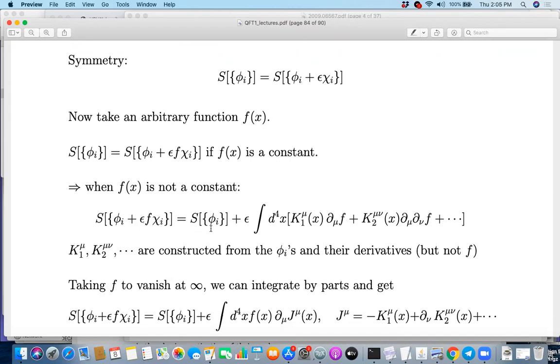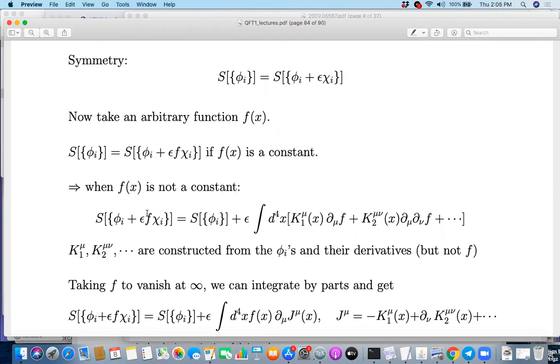Furthermore, you also know that if you are considering terms of order epsilon, then f can only appear as a single power. Why? Because epsilon and f come together on this side. If you multiply epsilon by a constant and f by an inverse constant, nothing changes. So whenever there's one power of epsilon, there had better be one power of f, or possibly its derivatives, but not two powers of f. That will violate this condition.